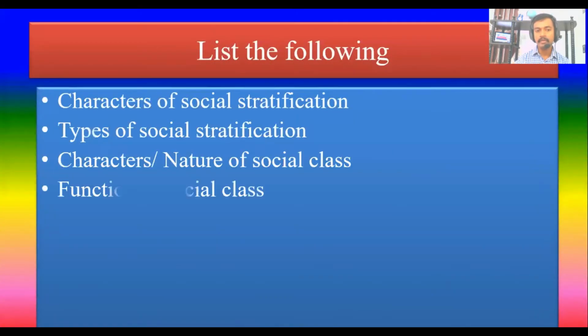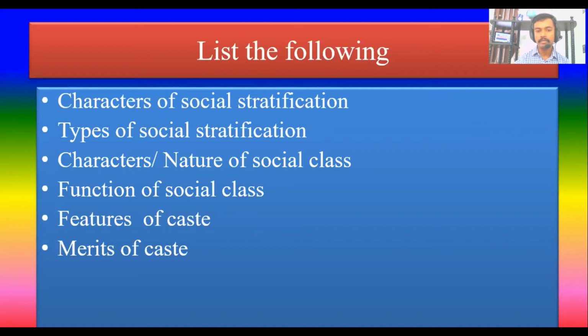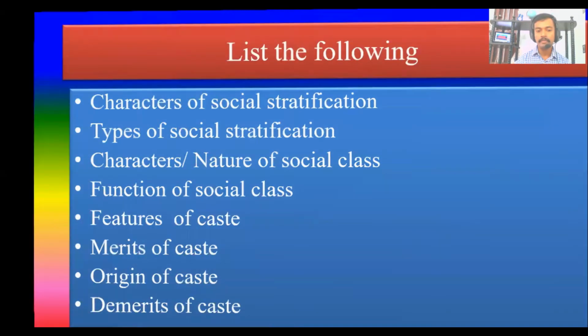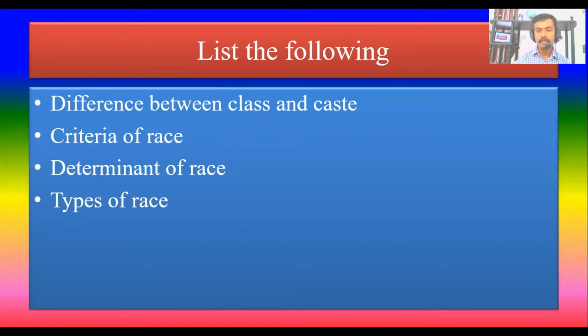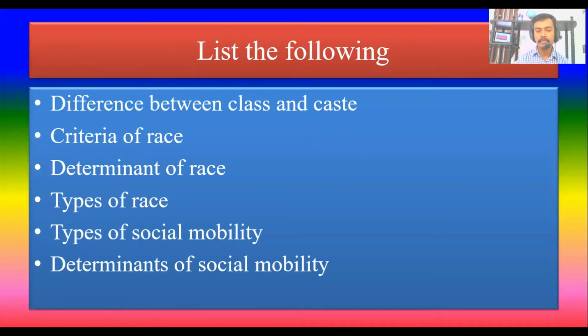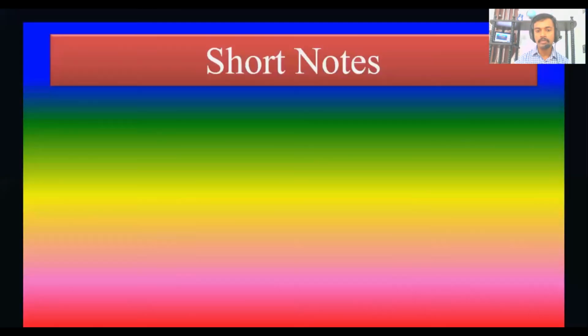List the following: characteristics of social stratification, types, characteristics of class, functions of class, features of caste, merits of caste, origin of caste, demerits of caste, difference between class and caste, criteria of race, determinants of race, types of social mobility, determinants of social mobility.